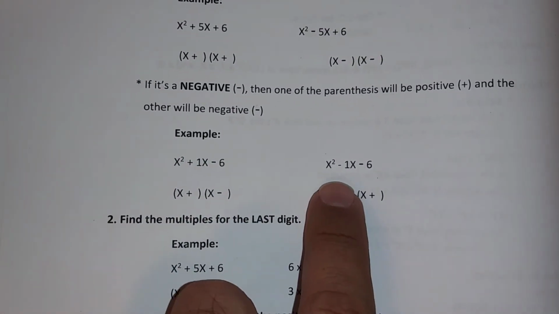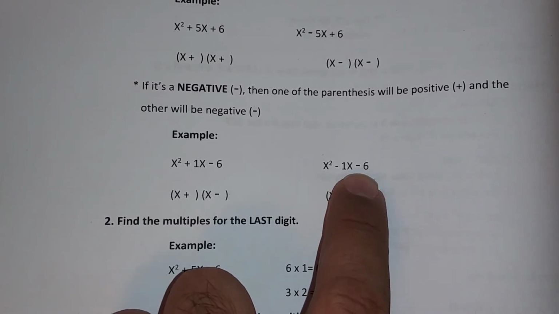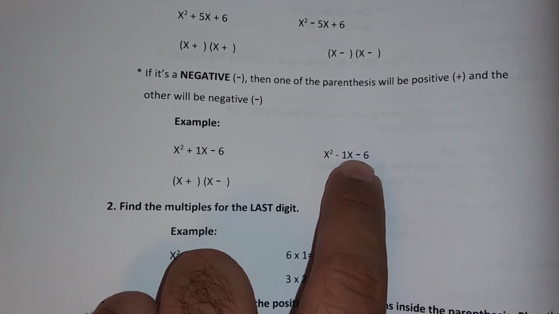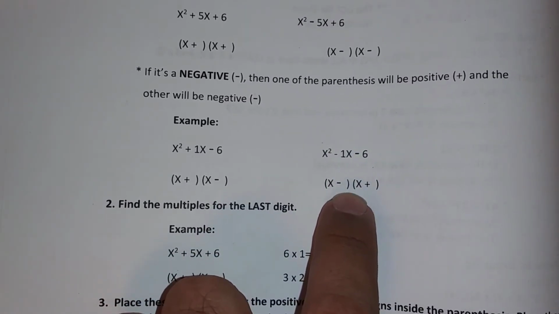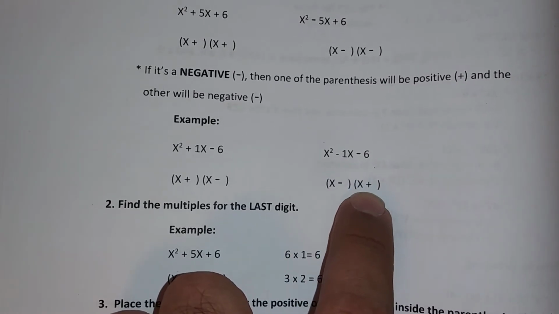In the case of the second example, it's x to the second minus 1x minus 6. Regardless if they're both the same, as long as the second sign is a negative, both of the terms in the parentheses will have a negative and a positive. Okay?